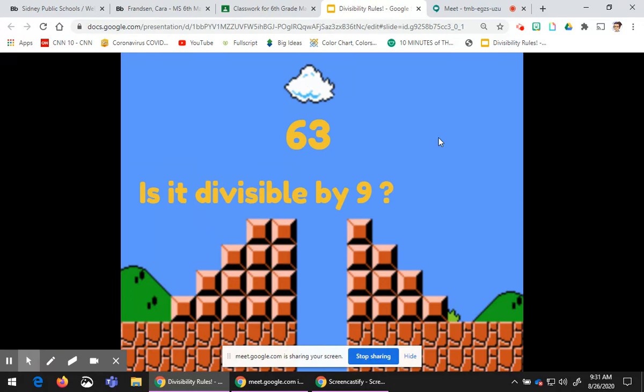63. If you know your times table, that one should have been automatic too. Very good. 421. 4 plus 2 plus 1 is not so much. Thumbs should be down. 4 plus 2 plus 1 is 7, I think.